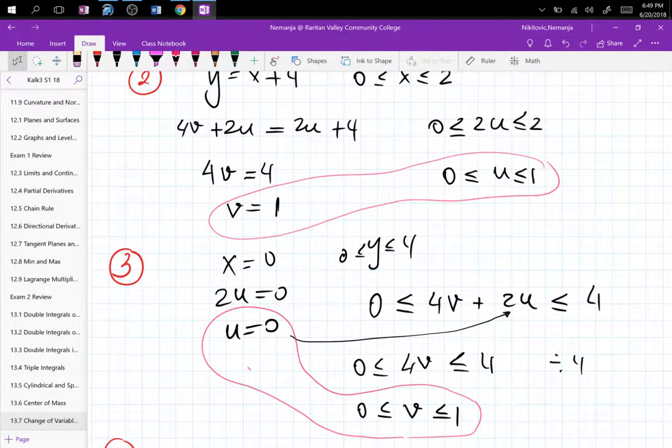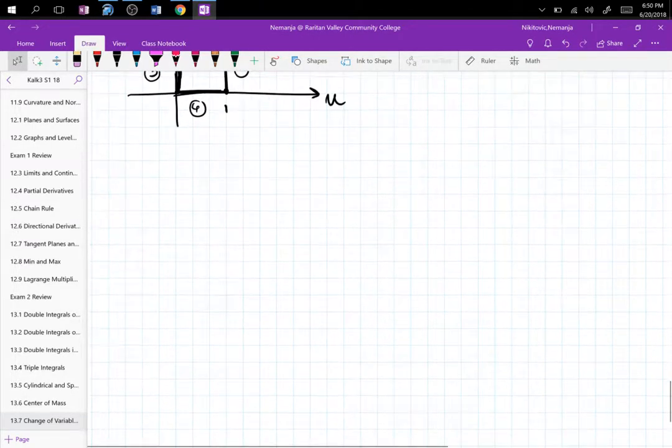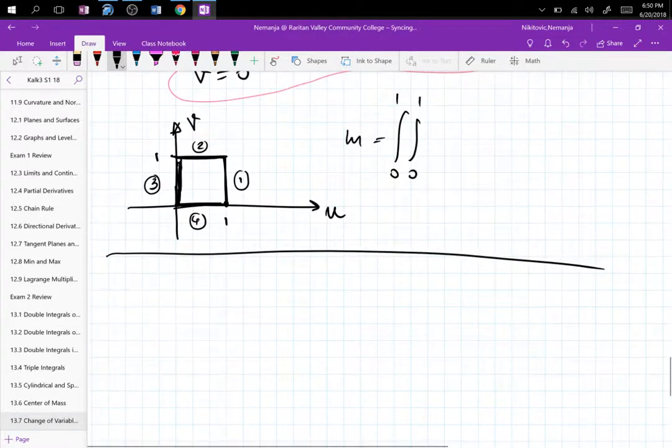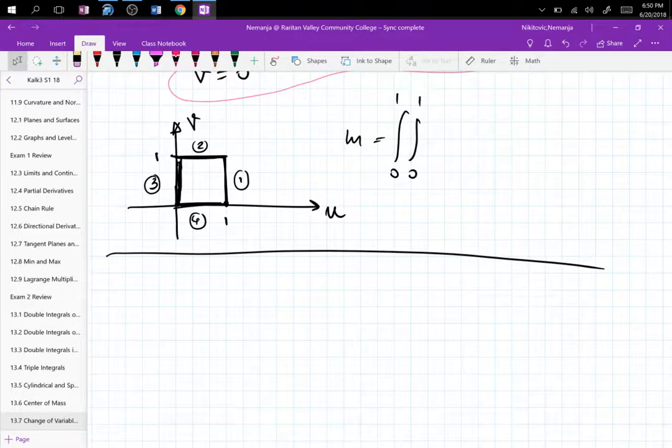Are you ready for the 2D formula for change of variables? No. Great, because it's coming right up. Sharpen your pencils. Let's go.